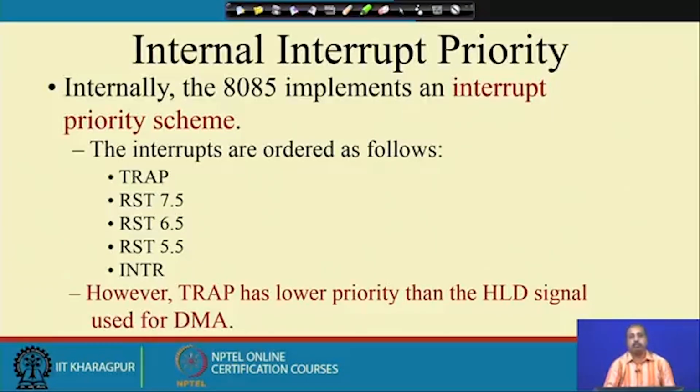If you remember, there are two pins, hold and hold acknowledge, available in 8085. They are used for a particular type of data transfer which is known as direct memory access or DMA. In those cases these signals will be activated. So, if trap and hold are both activated simultaneously, then hold has got the higher priority than the trap.